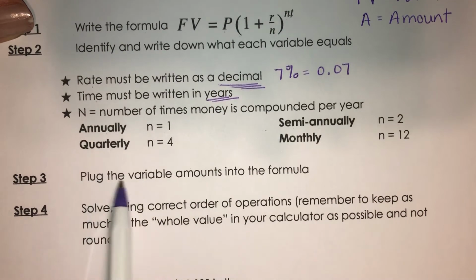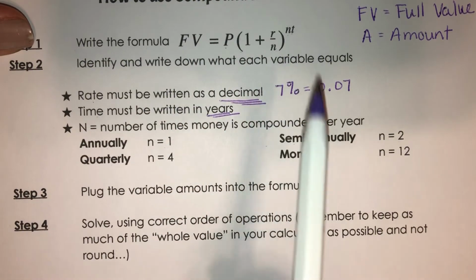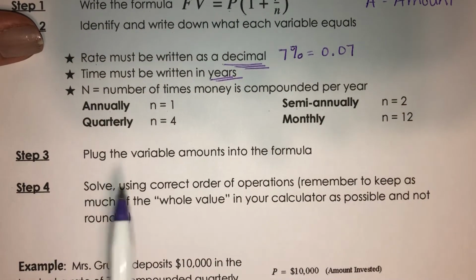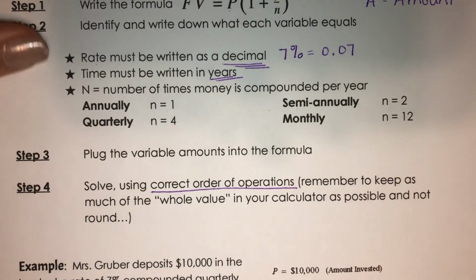Step 3, you're going to plug in your variable amounts right into your formula. Okay, so just plug them on in. And then step 4, you're going to solve. Just make sure you use correct order of operations.